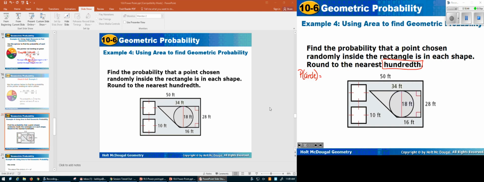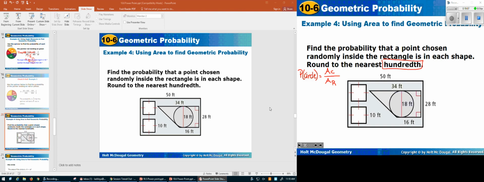Okay, so probability that it's in the circle. So if we're dealing with area, what do we need to calculate for the top of our fraction? Area of the circle. What's going to be the bottom part of our fraction? The area of the entire rectangle. Make sure that you divide to get your final probability. Excuse me? What do you mean? Sure. Yes, you sure can.